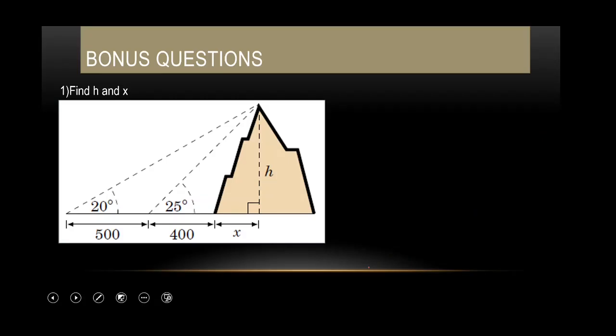So here are some bonus questions. Let me analyze this question. This is the top height of this cliff. This angle is 20, this angle is 25. You can use a calculator to find the trigonometric ratios of these two angles, and you need to find out the height h and this distance x. This should be an easy question. So try to solve this and let me know the answer in the comment section.